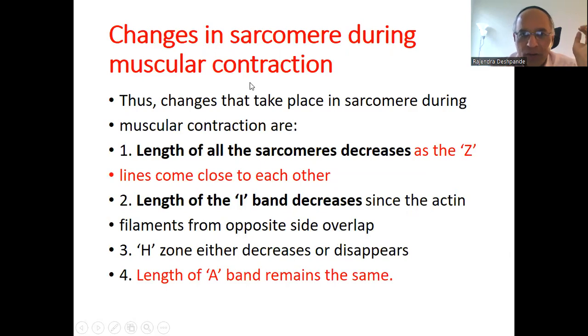Changes in the sarcomere during muscular contraction. These changes that take place in the sarcomere, the structural and functional unit of the muscle, during muscular contraction are: number one, length of all the sarcomeres decreases because the Z lines come close to each other. This is for MCQ. Which line comes together? Length of the I band decreases since the actin filaments from opposite sides overlap.